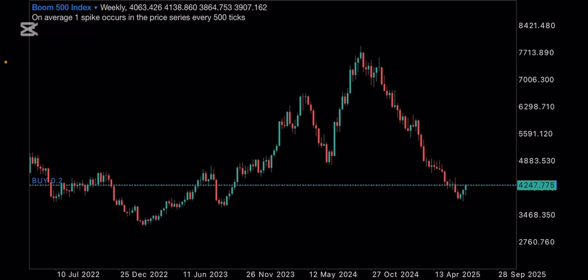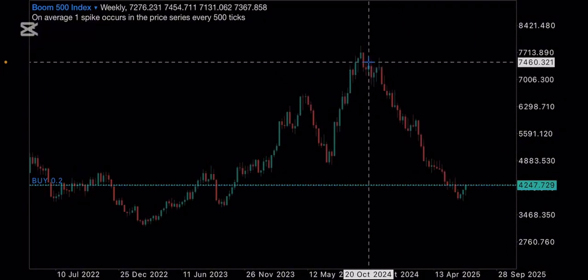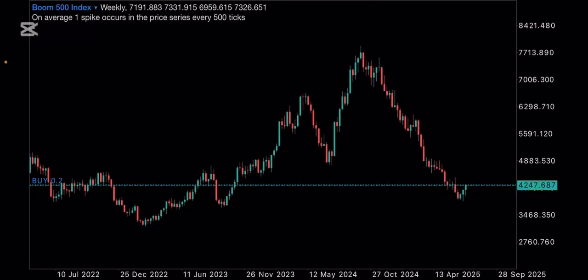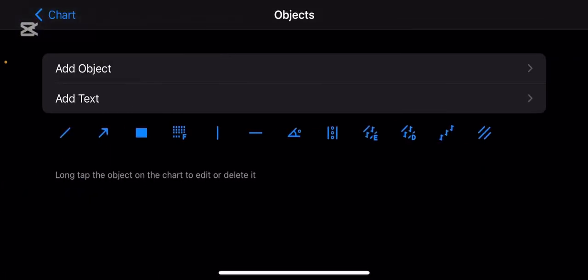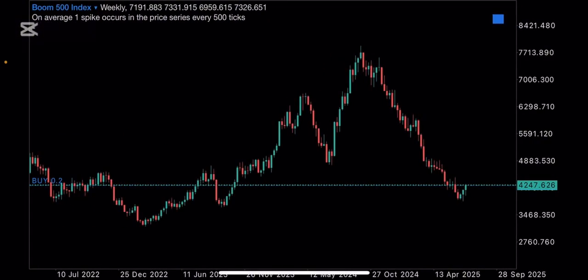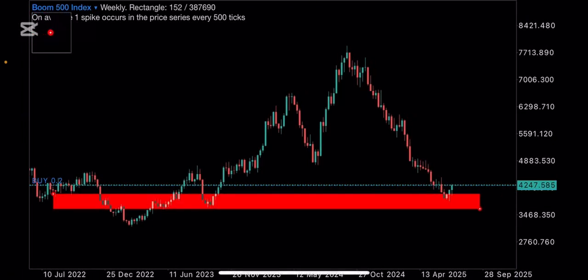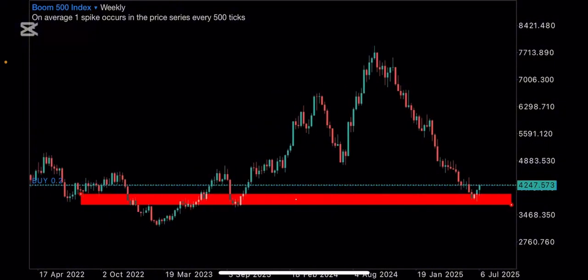So if you can see what Boom 500 has been doing for a while, you would immediately see, like I said, it's been going down. But let's try to understand where the market is currently. Like I told you guys, the first thing you want to do is capture the support and resistance zone of price firstly. So you see, I'm using this rectangular tool, and I like to call it the zone tool because it helps me capture price in a zone. So this is where the market is.